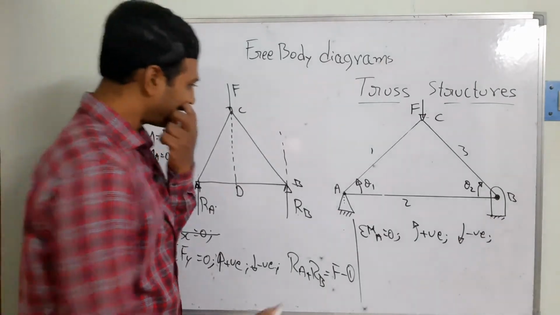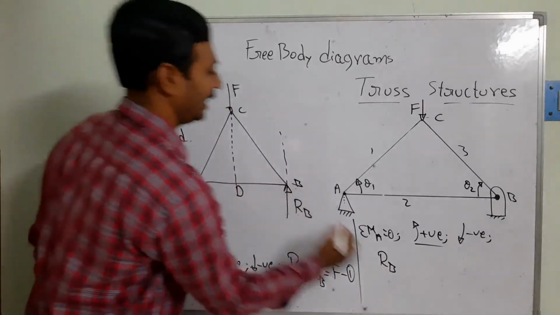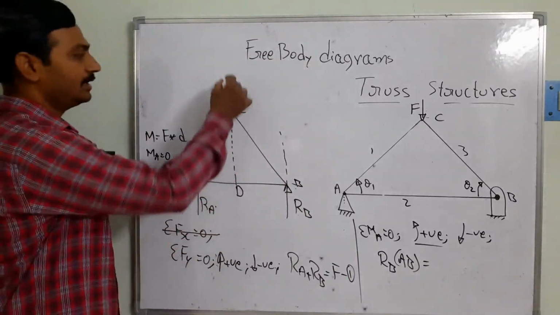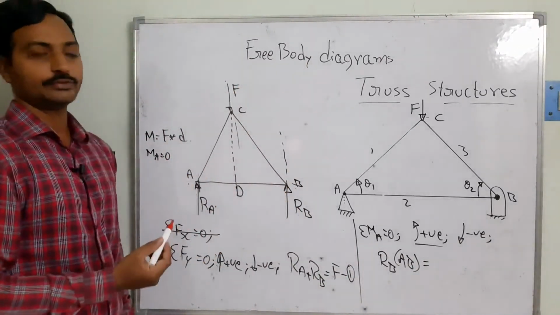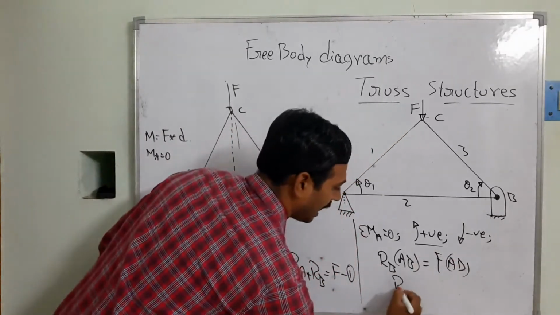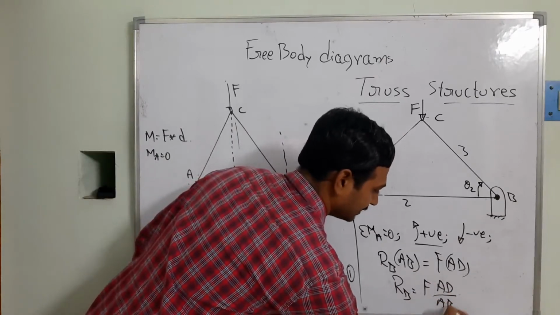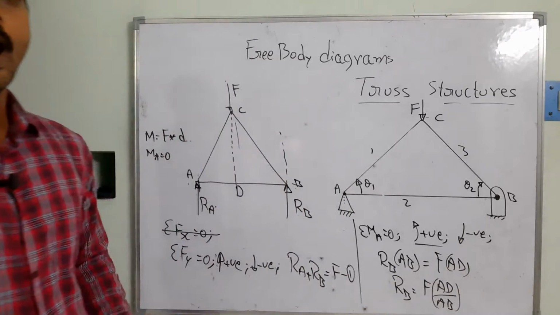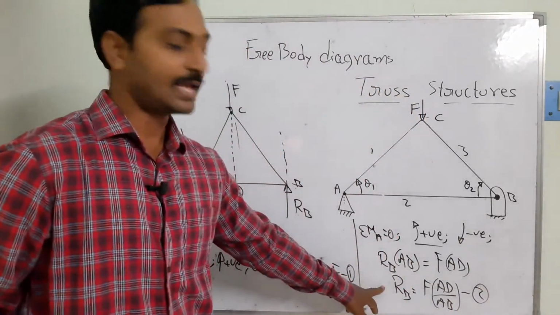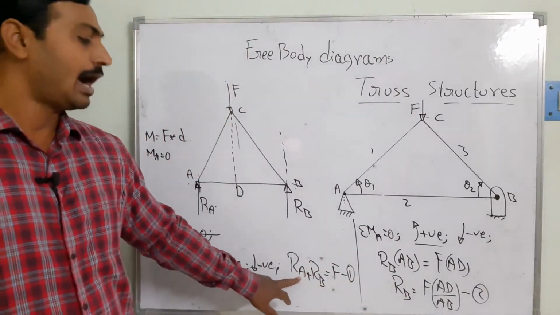In this case, what will happen? As we already said, anti-clockwise is RB into the perpendicular distance, that is AB. That is equal to, because this is moving in the clockwise direction, I took the negative, F into AD. So then RB is equal to F into AD by the AB distance. These are the perpendicular distances. Now by using this equation, I can calculate RB. Once I calculate RB, I am going to substitute it in equation 1 so that I can calculate RA also.